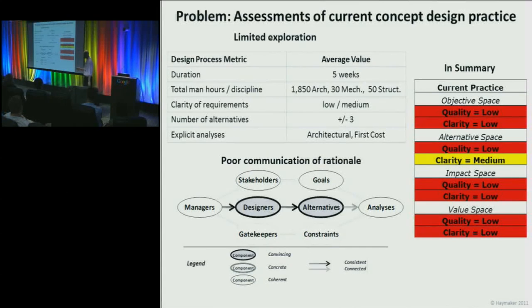What are all the analyses that led to our final decision of a design is not communicated well. So if you think about these kinds of design spaces as consisting of objective space, alternative space, impact space, and value space, I'm arguing that generally the quality of these spaces and the clarity with which we communicate them is shockingly poor today.